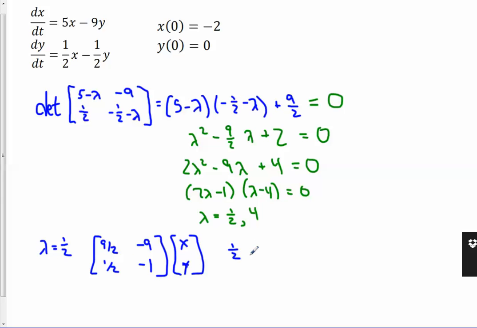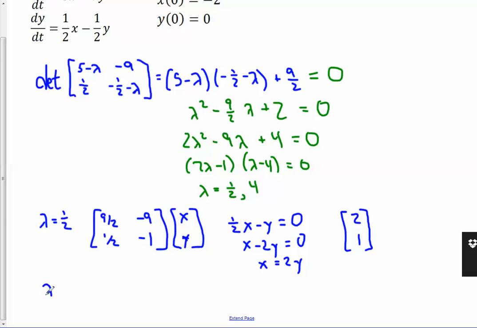I'll say 1/2 x minus y equals 0. Right, so I can multiply through by 2 if I want. I don't have to, but x minus 2y equals 0, so x equals 2y. So I could pick like a 2 and a 1, and that'll work. And that'll be an eigenvector for 1/2.